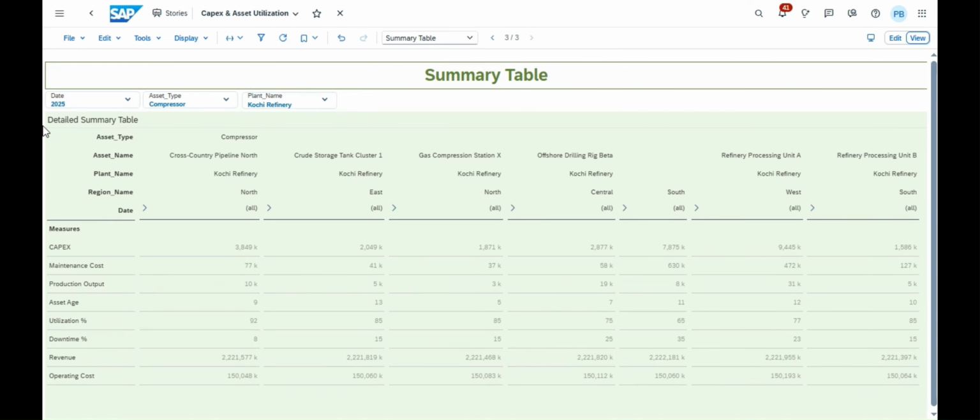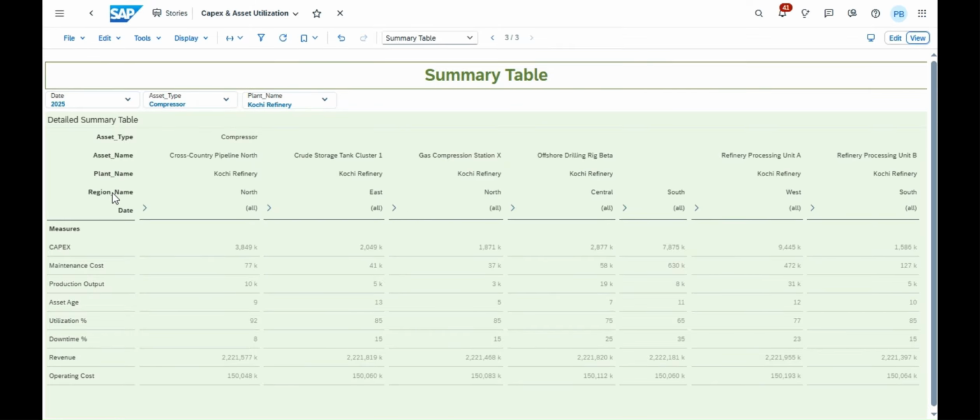Metrics like CAPEX, maintenance cost, and revenue help organizations evaluate financial performance and investment effectiveness across operational assets. Production output, utilization percentage, and downtime percentage provide insights into operational productivity, asset efficiency, and equipment reliability. Asset age helps businesses assess asset lifecycle maturity and long-term replacement planning strategies.